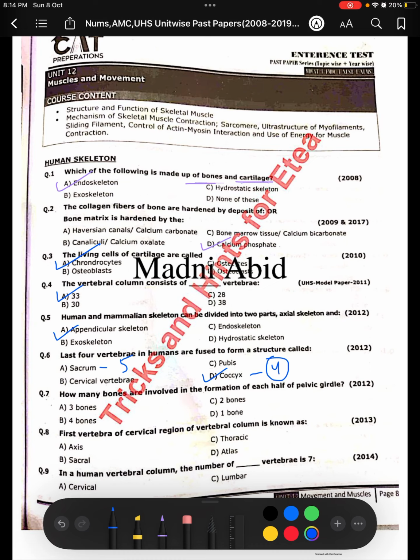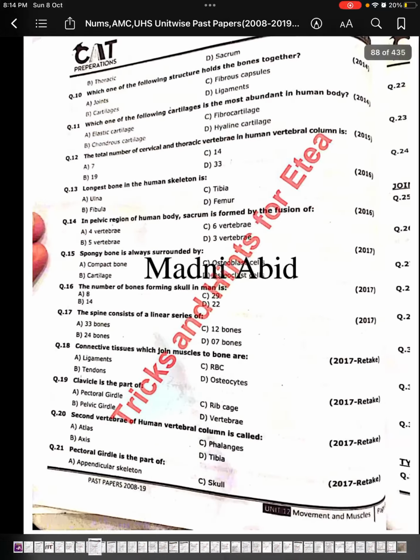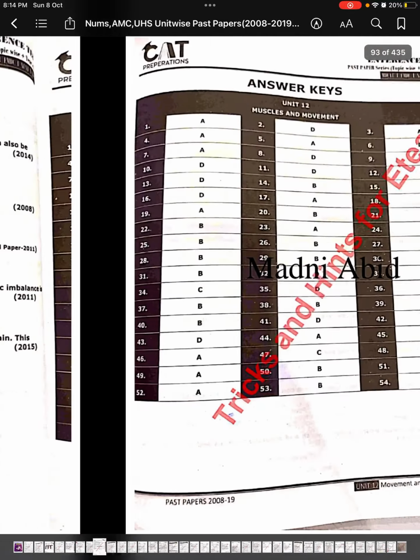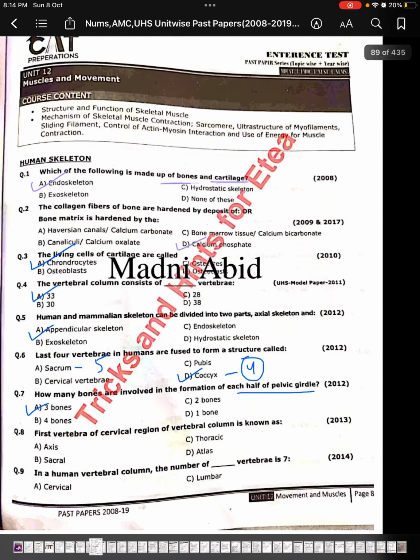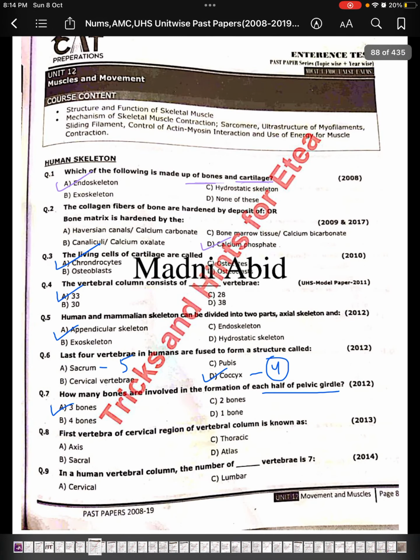The sacrum has 5 bones and this coccyx has basically 4 bones. Right? Now, how many bones are involved in the formation of each half of the pelvic girdle? I guess 3 bones, but let's check. This is 7A. Yeah, this is correct. 7A.